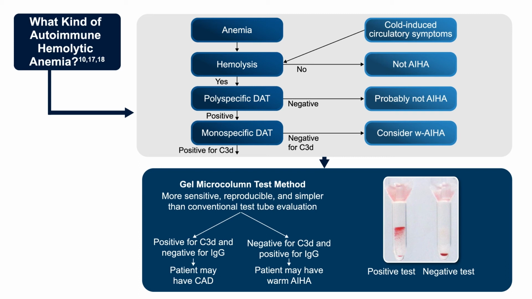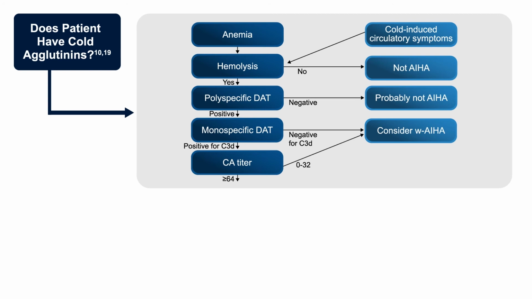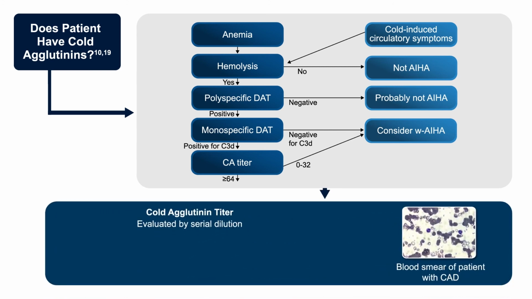If a blood smear is available, you can actually see agglutinated red blood cells, and this is going to automatically raise suspicion of cold agglutinin mediated disease. Once we have that information, we're going to process our sample appropriately and perform a cold agglutinin titer. A cold agglutinin titer is evaluated by serial dilution, and remember that it's very important to keep the blood warmed until the serum is removed from the clot.